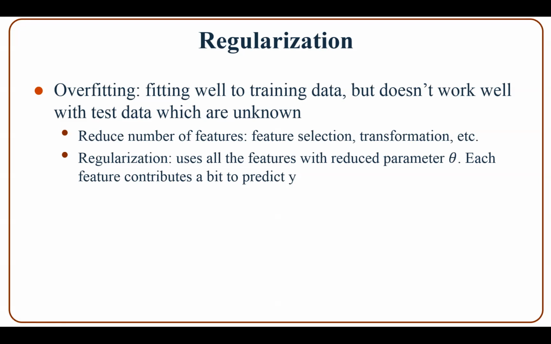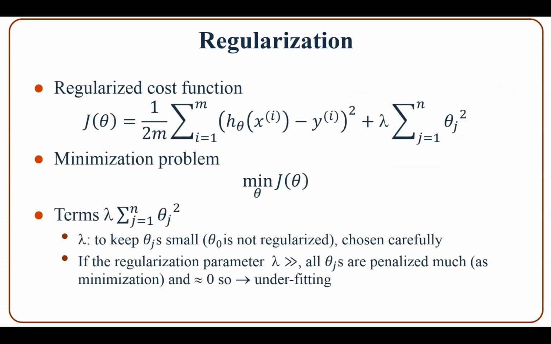One way is to reduce the number of features. So we can do feature selection or transformation, for example, principal component analysis, and select a few first dimensions. Another way is to use regularization, and here we use all the features with reduced parameters theta, and each feature contributes a little bit to predict y. So how can we reduce the parameters theta?